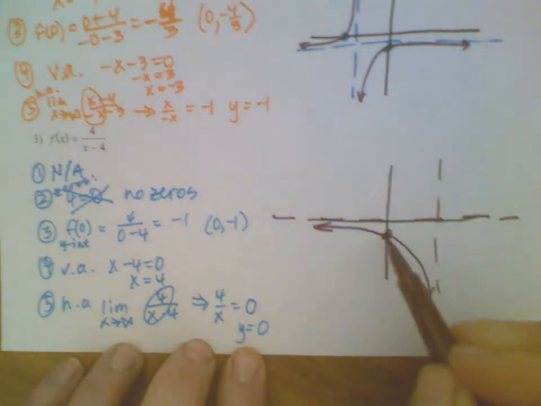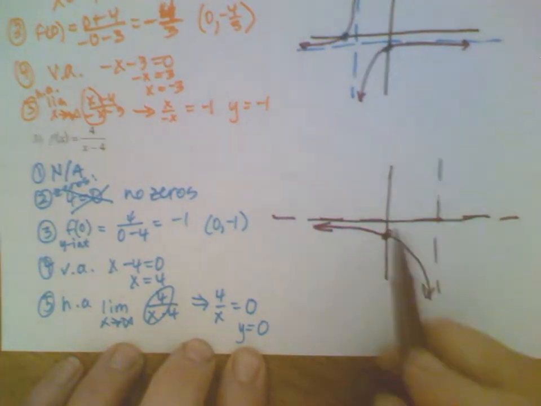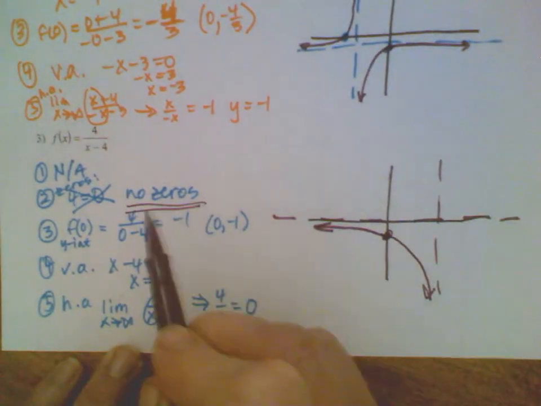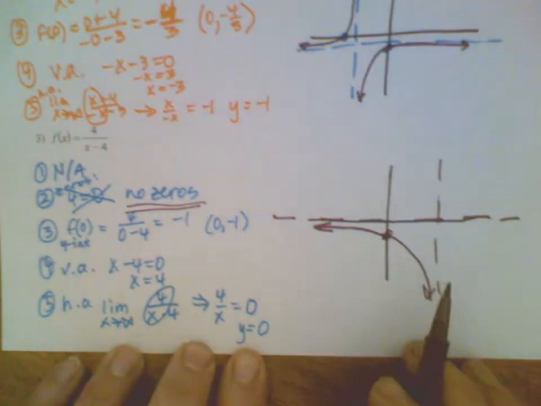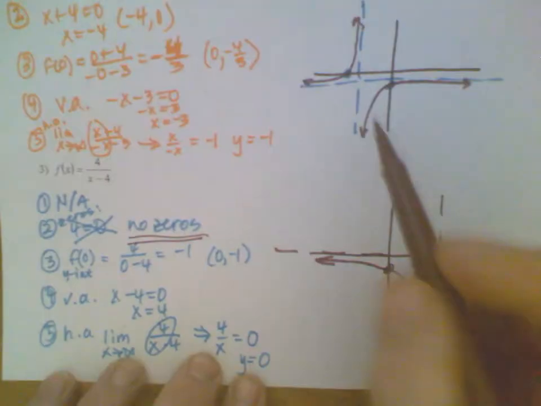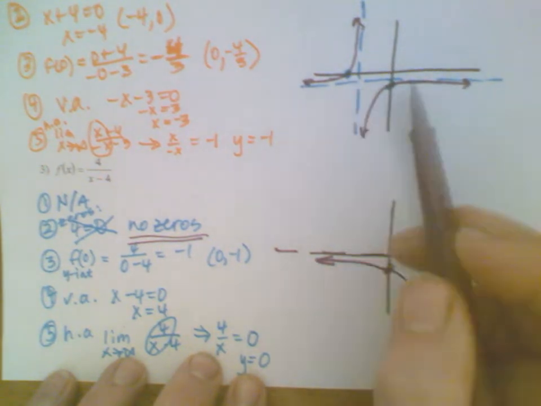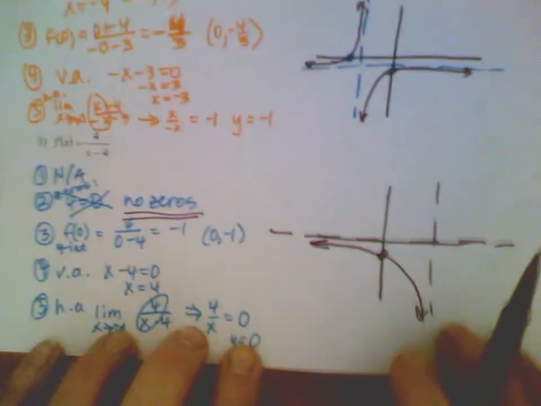I know that this cannot cross up through here because there's no opening for it to. Right here we figured out that there are no zeros. It never crosses that x-axis. In the problem above, it crossed only in that spot. That means it can't cross anywhere else. That's the only opening for the function to go through.